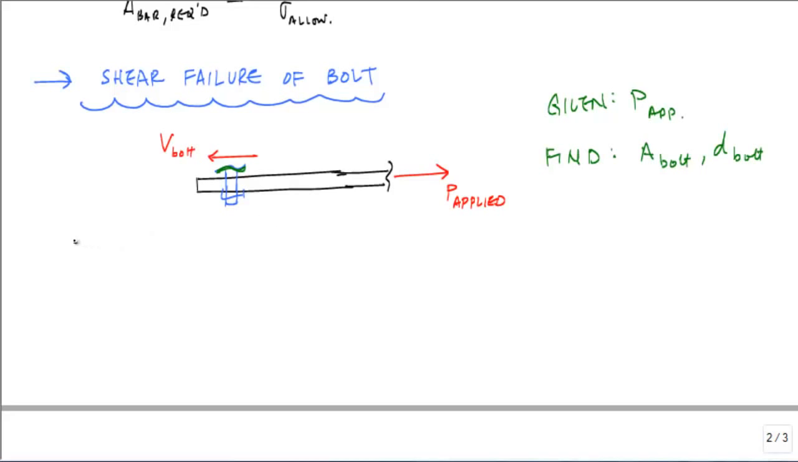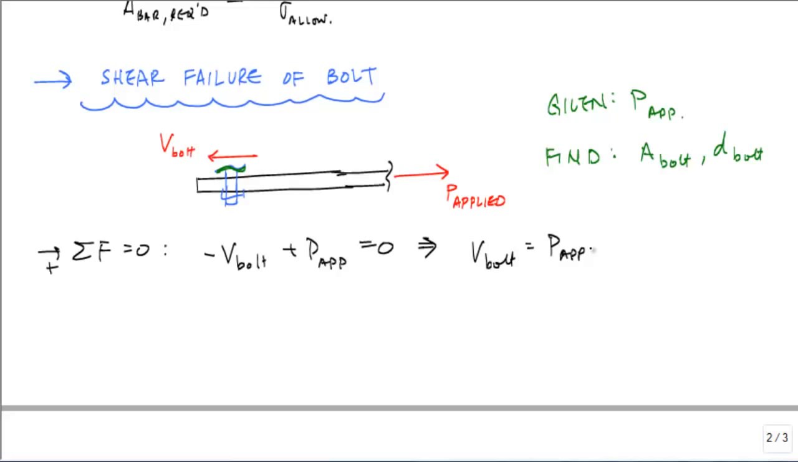So we'll say that the sum of the forces in the horizontal is equal to 0. This V bolt represents the shear force going across the area of the bolt, and here I'd have minus V bolt plus P applied is equal to 0, and that would tell me that V bolt is equal to P applied. And then I apply now my basic design relationship for the stress induced by the shear force across the bolt area, which would be shear stress. And here this would be tau applied is less than or equal to tau allow. And whatever that number is, if it's steel, we're looking at shear yield, it would probably be about 150 MPa.